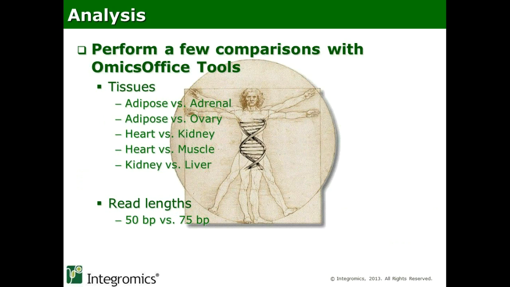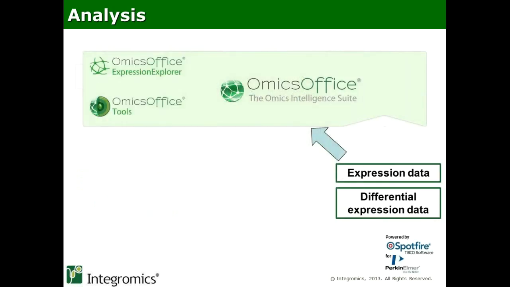We have done a set of comparisons. In this case, we've done 5 comparisons between different tissues, and we've also compared the expression levels generated from different read lengths to see if there's a significant difference between the expressions calculated using 50 base pairs and 75 base pairs. And now that we have these two pieces of information, the expression data and the differential expression data, what we will do is load it into the ExpressionExplorer.